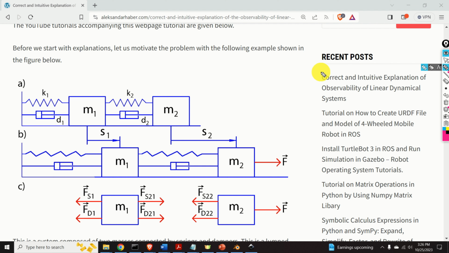The states are x1, the position of the first mass, x2, the velocity of the first mass, x3, the position of the second mass, and x4, the velocity of the second mass. The state vector then looks like this: x1, x2, x3, and x4.